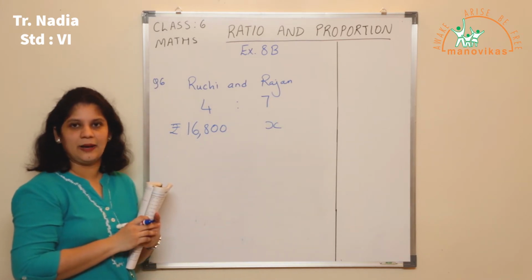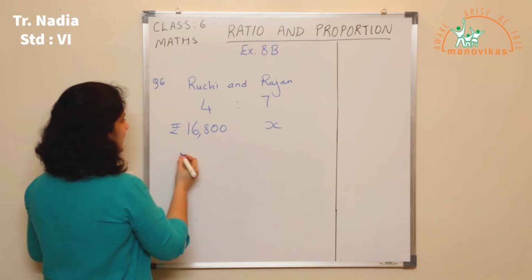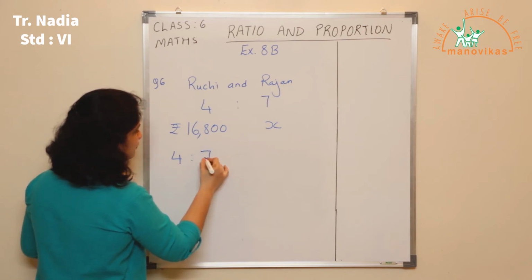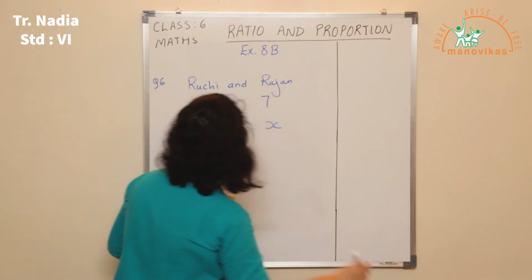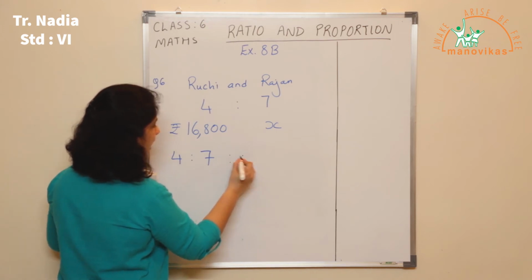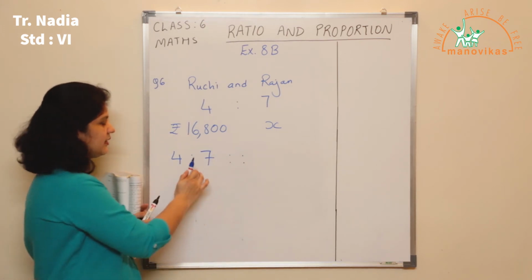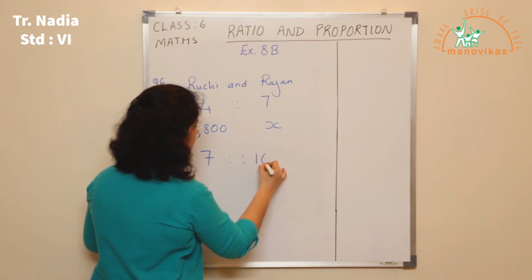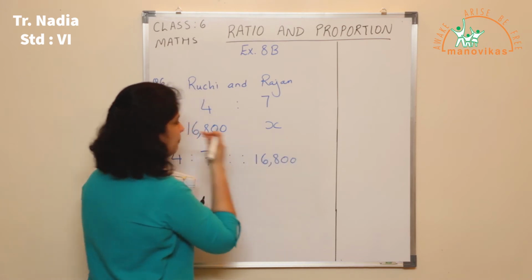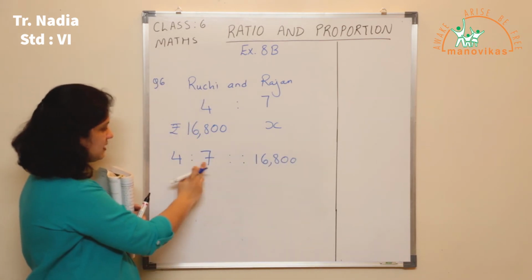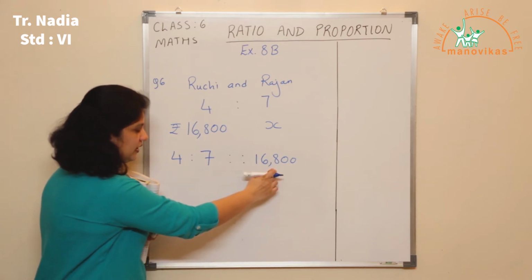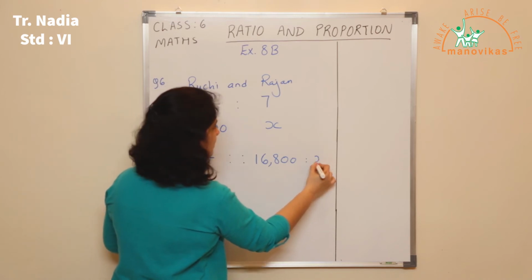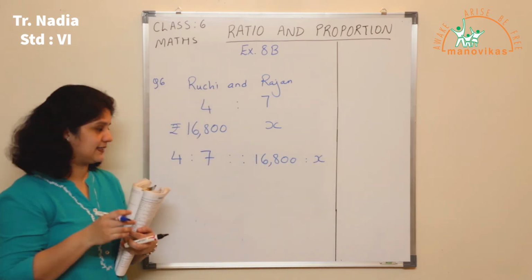So let Rajan's income be x. So now we can express this as a proportion. The ratio of the income was 4:7. Now this has to be in proportion with their actual incomes. Okay, this is the ratio. The actual income of Ruchi is 16,800. Now please remember here children, this is Ruchi's, this is Rajan's. So here Ruchi will come first and Rajan will come next. Now Rajan's actual income is unknown, so we have kept it as x.